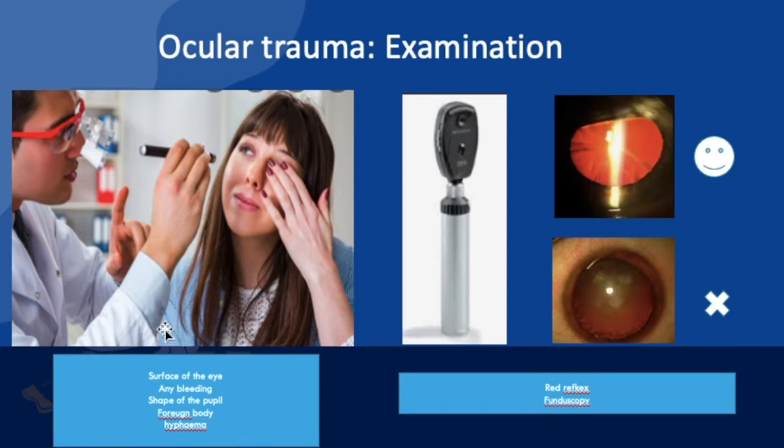That means RAPD positive; think about the possibility of optic nerve damage. Now, how do we use our ophthalmoscope? Of course, we can use it not only to examine the red reflex, but also to evaluate the fundus of the patient.